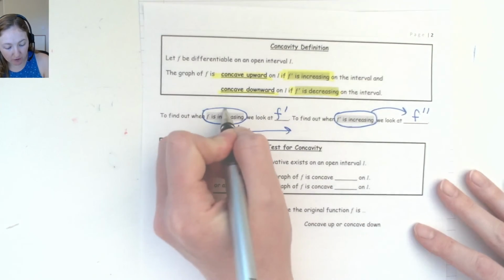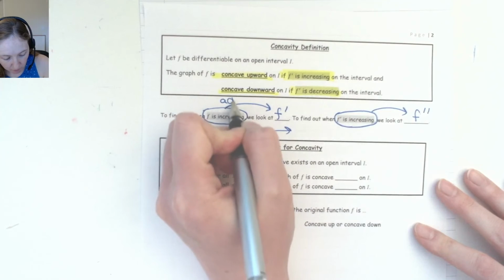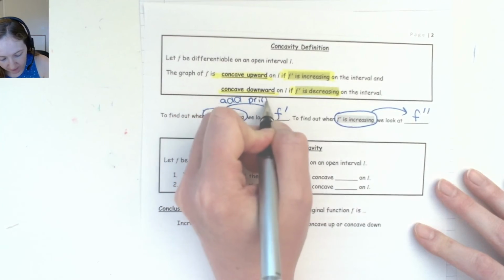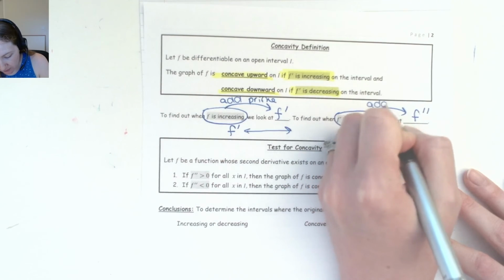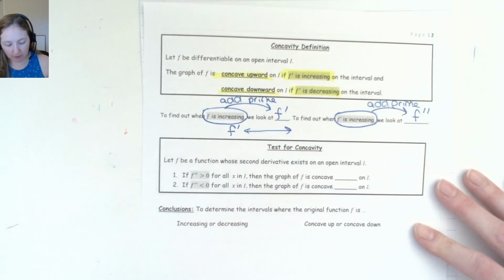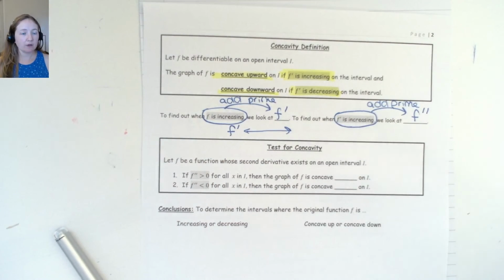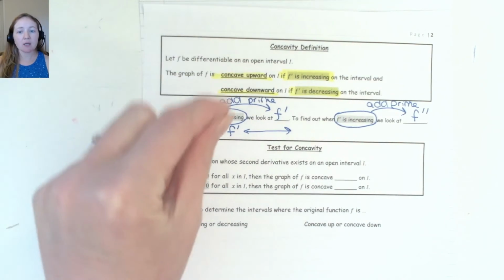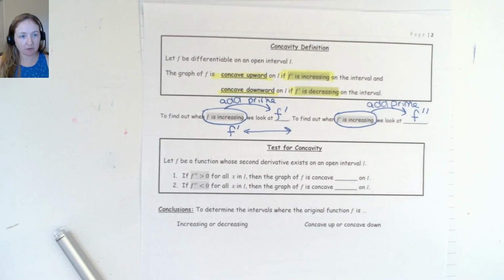Again, for the function, we looked at the first derivative; we added a prime basically and looked at that. The same thing happens for f prime. To figure out if f prime is increasing, we need to look at the second derivative. So that's your quick for-your-information on why we look at the second derivative for concavity. It's because of this definition and what we know about how to identify if our derivative or function is increasing.